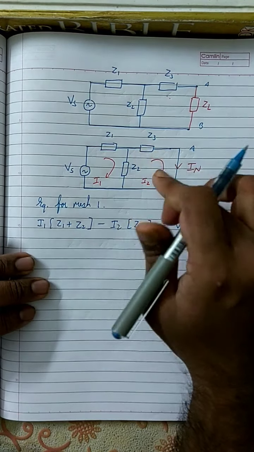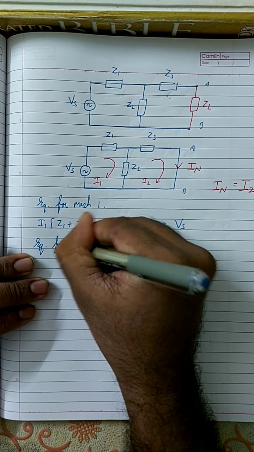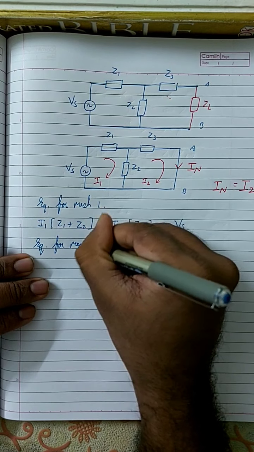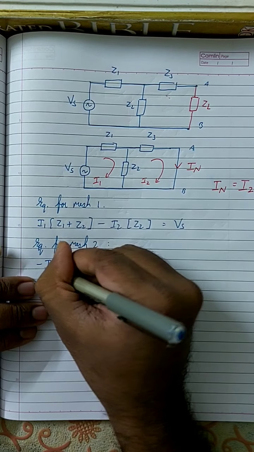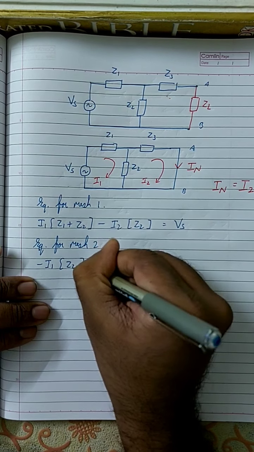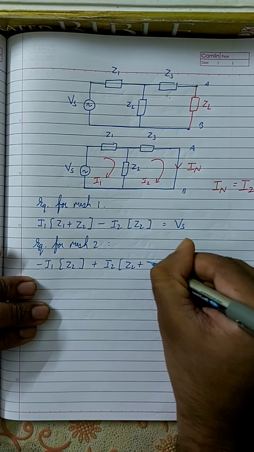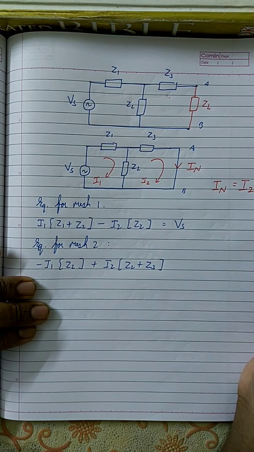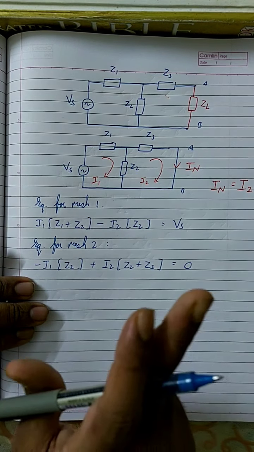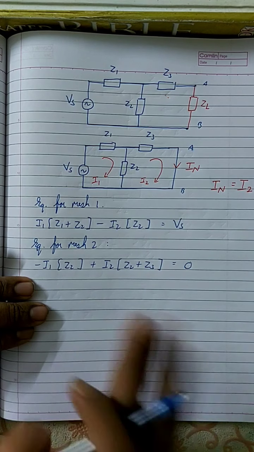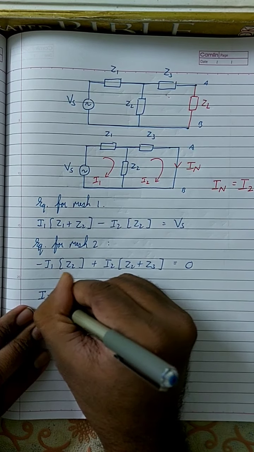Now what is the equation for mesh 2? Equation for mesh 2 is minus I1 into Z2 plus I2 into Z2 plus Z3, okay, is equal to 0. That's it. And what you need to do is find the value of I2, because IN is I2. How do you find I2? We know how to find I2, right?